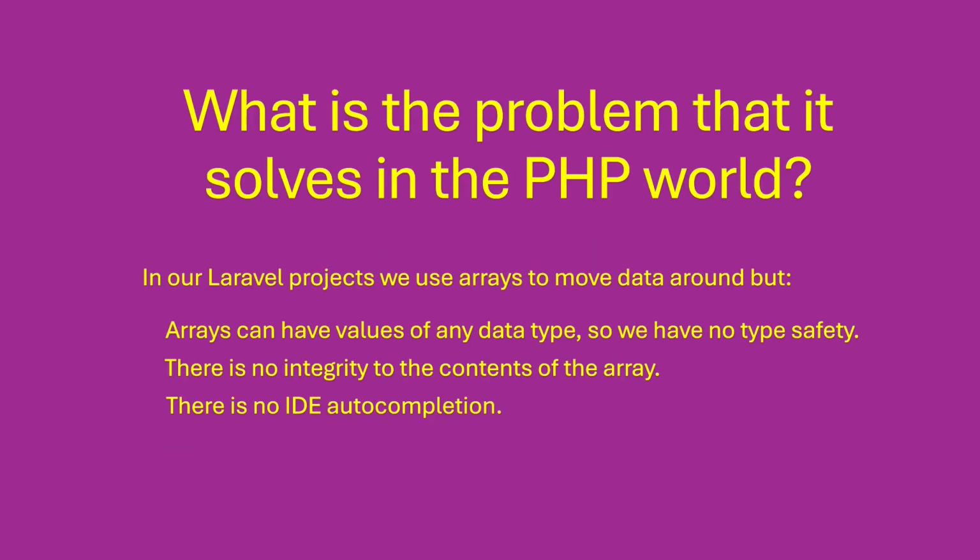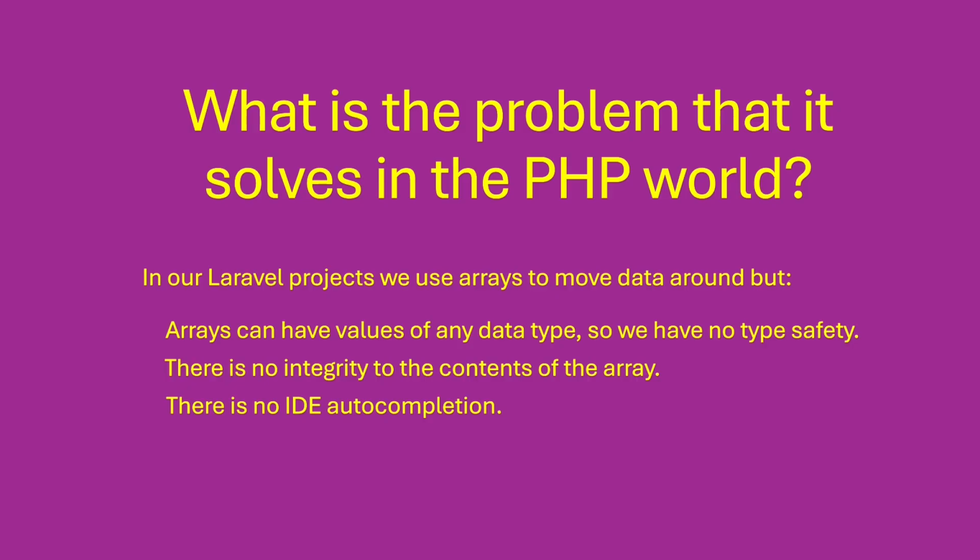So what is the problem that is solved in the PHP world? For example, in our Laravel project, we use arrays to move data around, but arrays can have values of any data type, so we have no type safety. For example, if we have an array element with a key age, we cannot be sure that its value is a string or an integer. There is no integrity to the contents of the array. You cannot be sure that you always get the data that you want, given that the data is usually moved around. And there is no IDE auto-completion. Your IDE has no idea about the contents of your arrays.